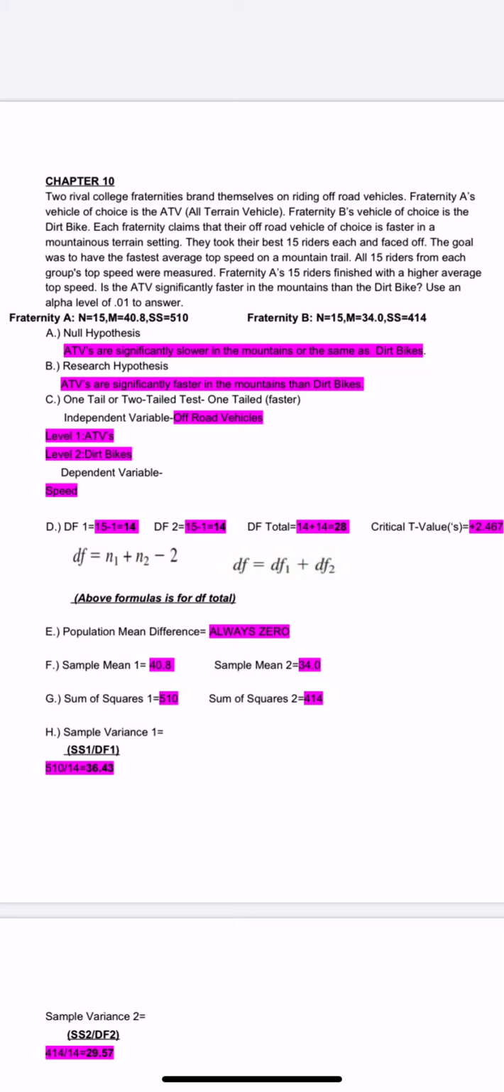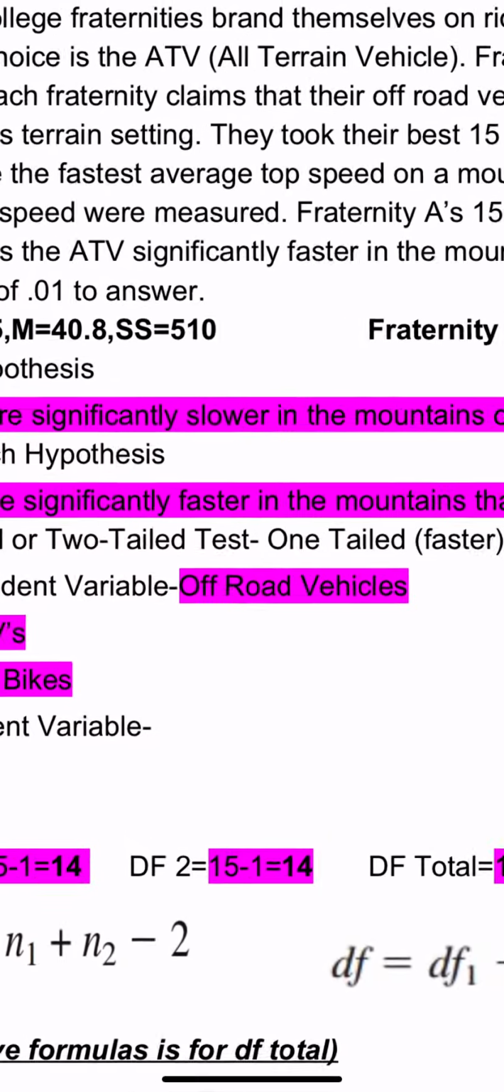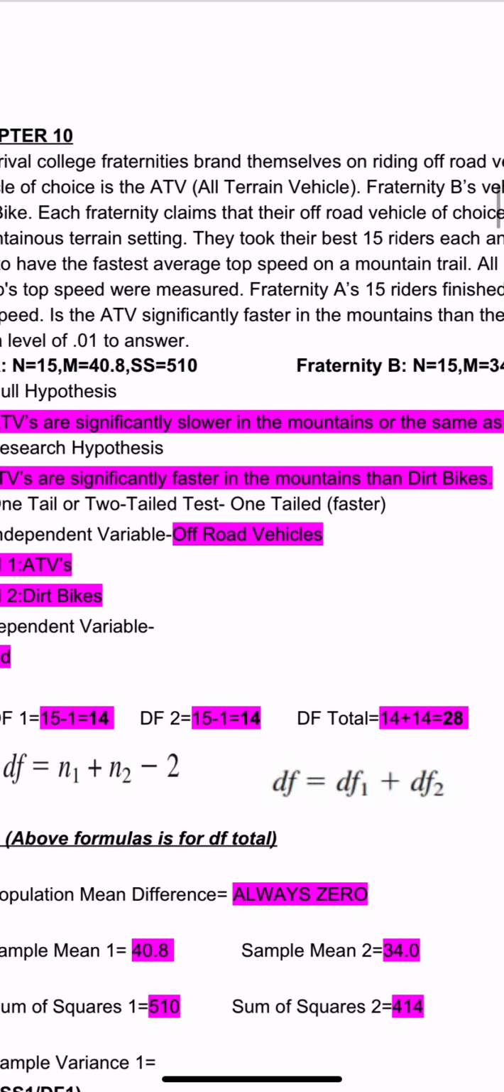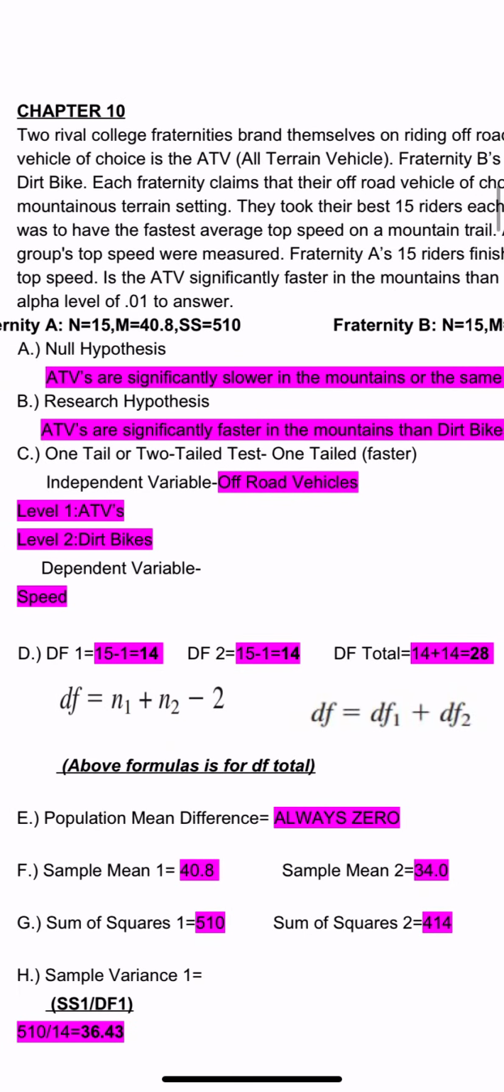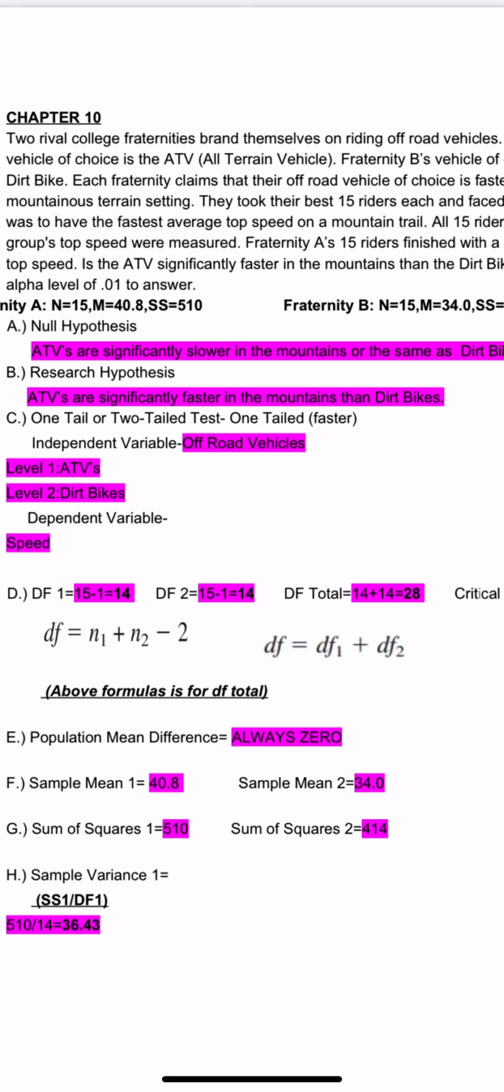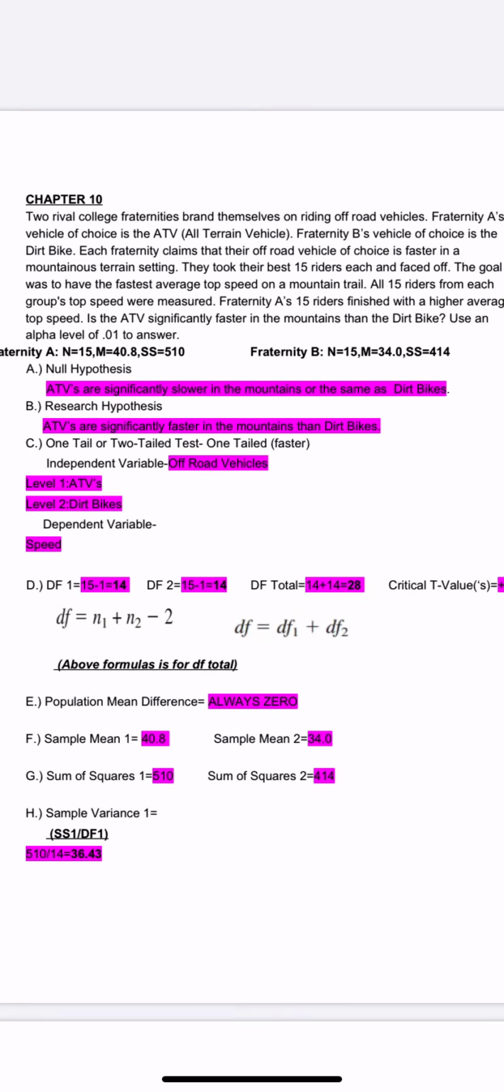All right, so like with all t-tests, you'll have to know how to state the null hypothesis and the research hypothesis. First thing you always want to think of before you write your hypothesis, how many tails is the test? Well, in this case, if you look at this sentence right here, is the ATV significantly faster in the mountains? So that keyword, faster in the mountains, is claiming we're looking for a direction. So when it's a directional hypothesis, that means it's a one-tailed hypothesis.